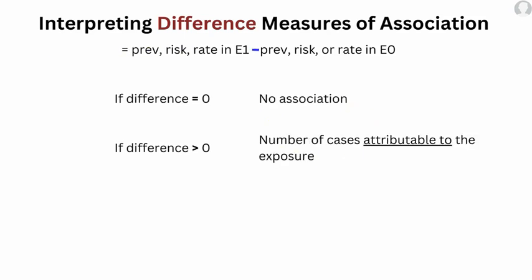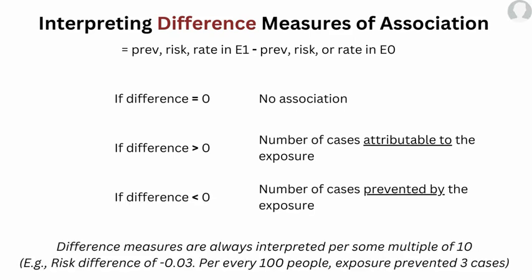When we subtract the prevalence, risk, or rate in the unexposed group from the exposed group and get a positive number, that is, a number above 0, the answer is interpreted as the number of cases attributable to the exposure. If the association is causal, then it is how many cases were caused by the exposure, or how many cases could be prevented if the exposure were removed. If the difference is a negative number, we interpret it as the number of cases prevented by the exposure.